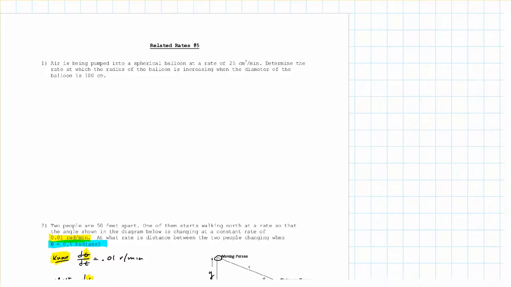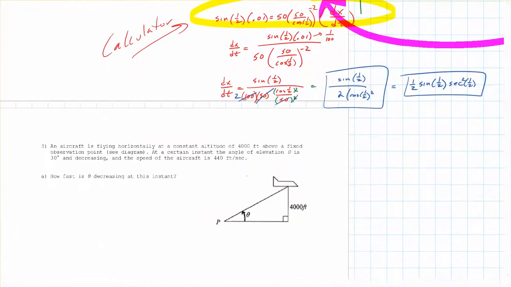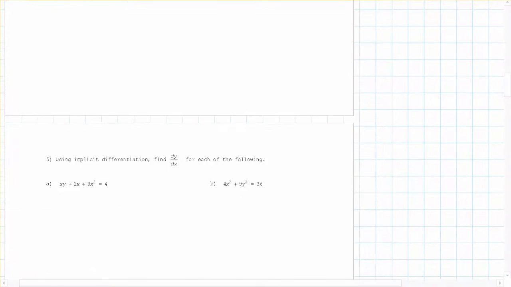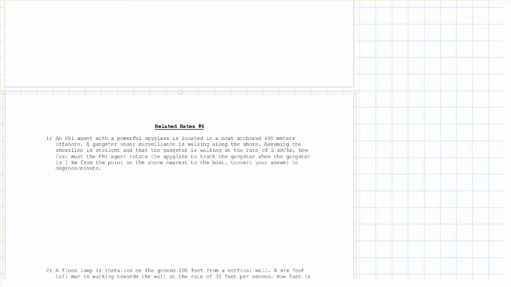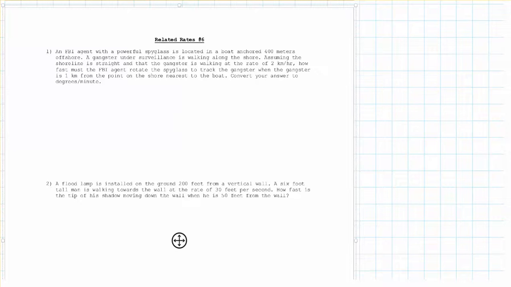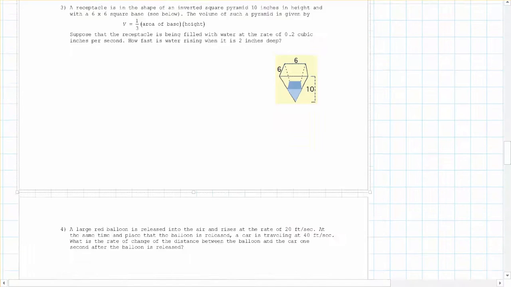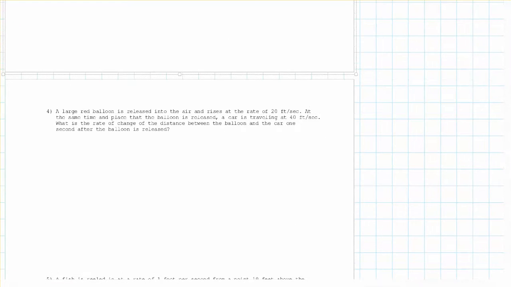We have air being pumped into a spherical balloon. We have 2 people 50 feet apart. We have an aircraft question with an angle. We have implicit differentiation. We have an FBI agent with a powerful spyglass. We have a flood lamp. We have a receptacle in the shape of an inverted square pyramid. We have a large red balloon. We have a fish. Which one do you want to do?